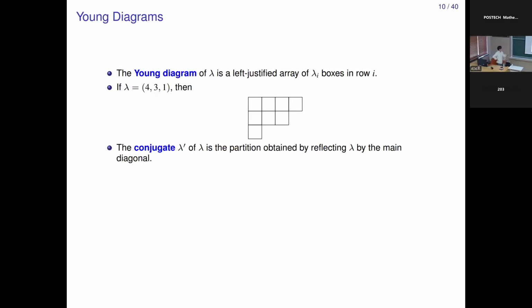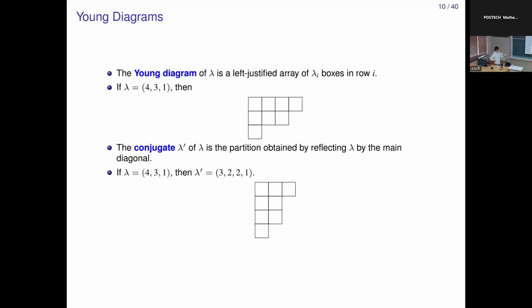The conjugate of a partition is the partition whose Young diagram is obtained from the Young diagram of the original partition by reflecting it about the main diagonal. So in this case, the conjugate is going to be this. The Young diagram is this. So it's 3, 2, 2, 1. Okay.